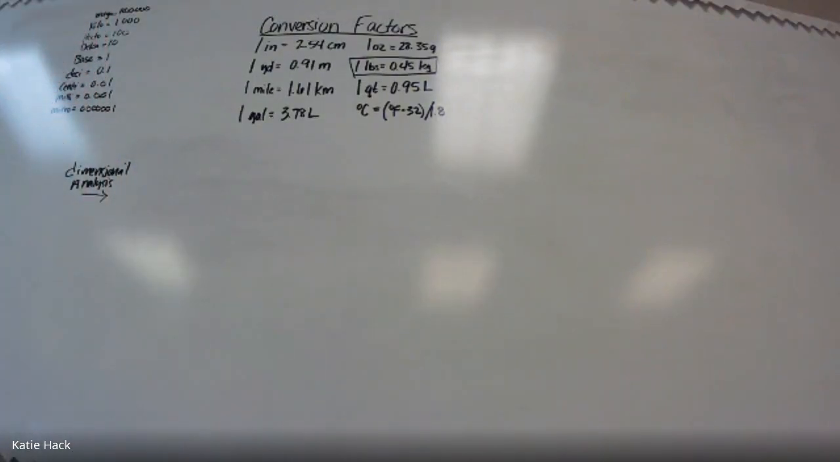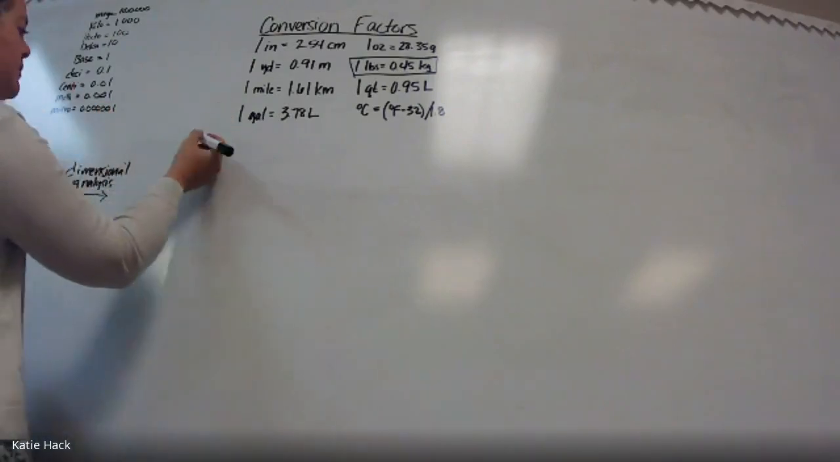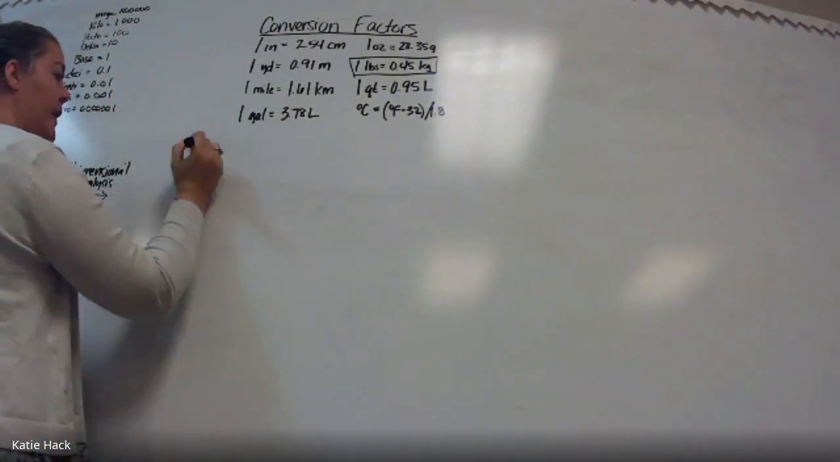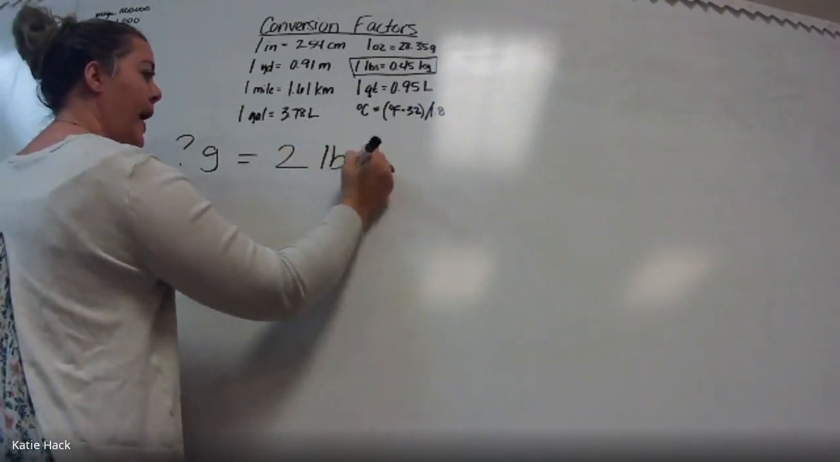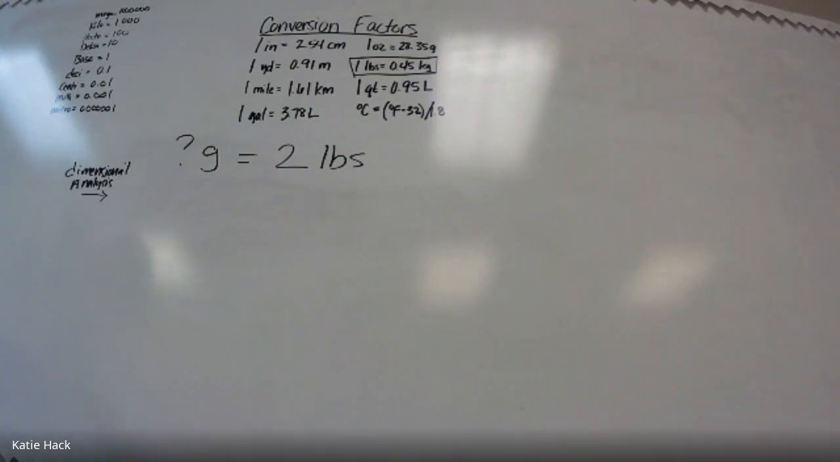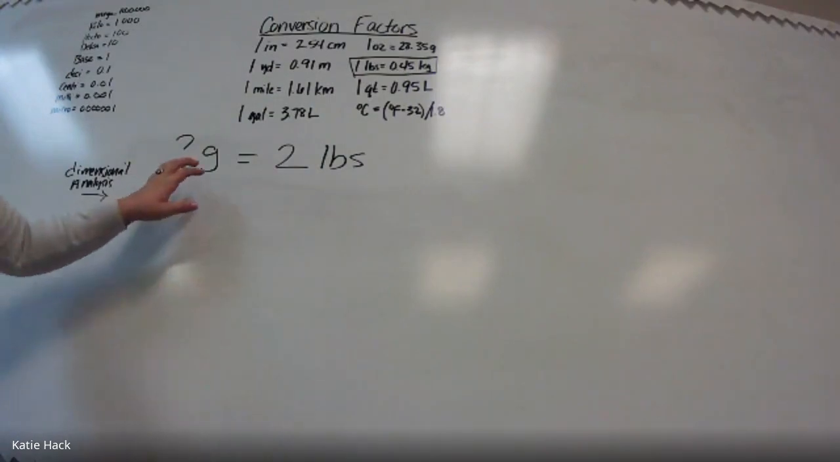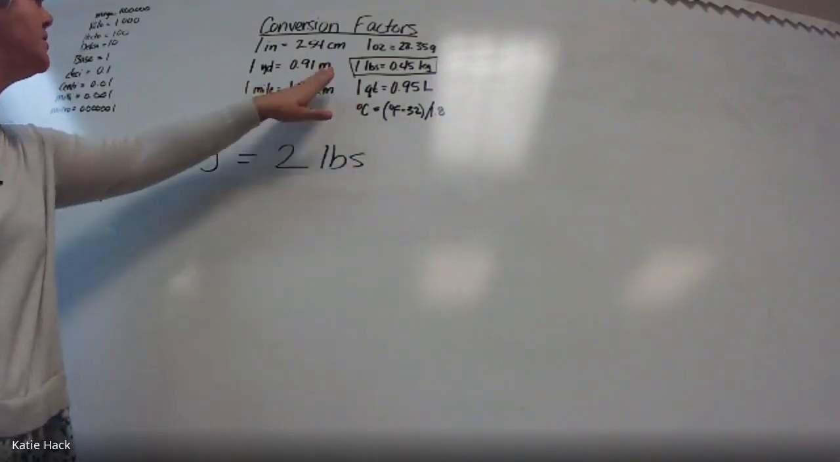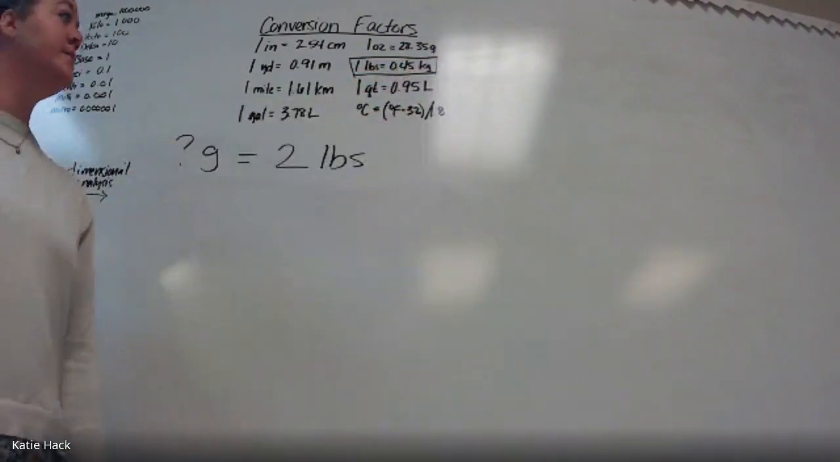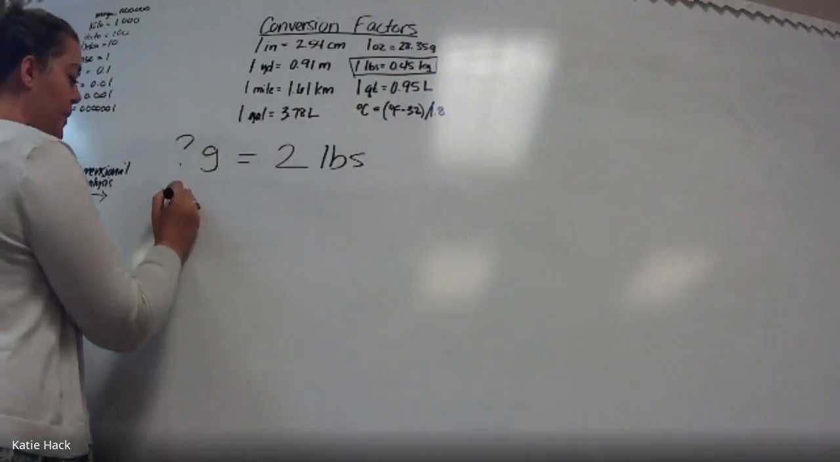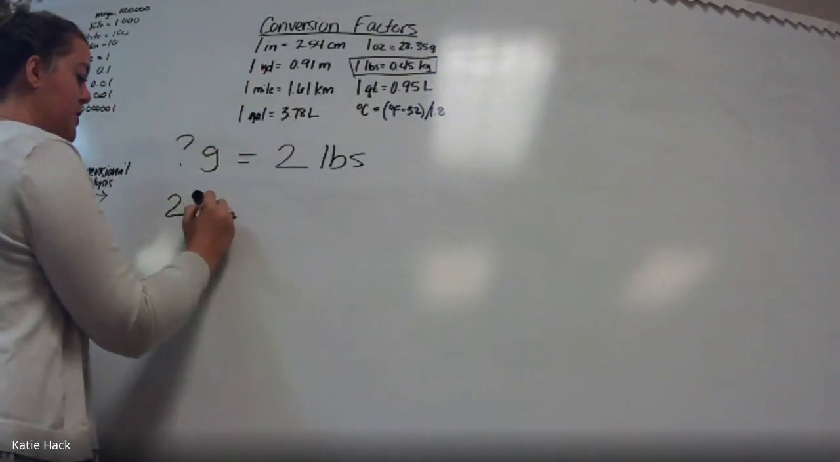Okay, so now we want to know how many. Okay, here's a good one because it's going to be a multi-step one. How many grams are in 2 pounds? Okay, so we're going to look for that conversion factor again. We're looking for grams and pounds. The only thing that I have is pounds and kilograms. So we're going to start there. We're starting with the 2 pounds.